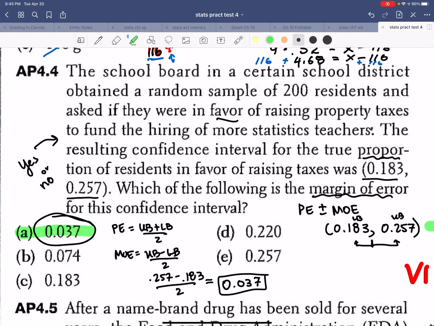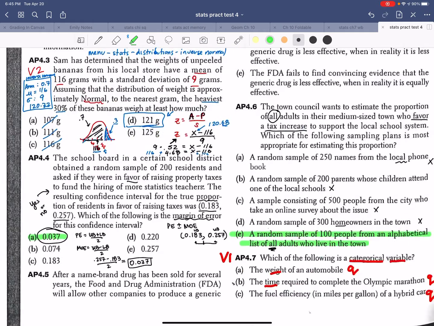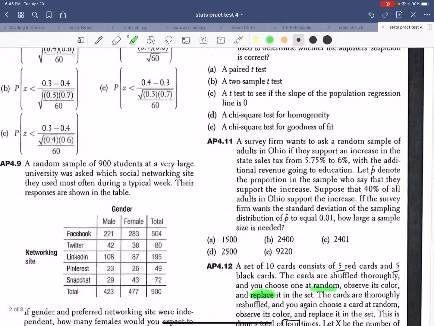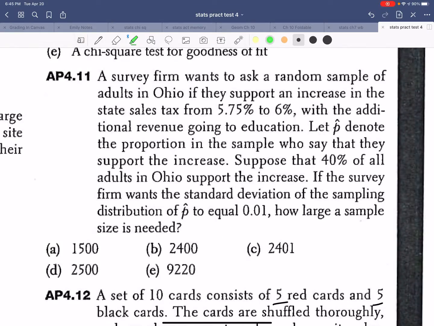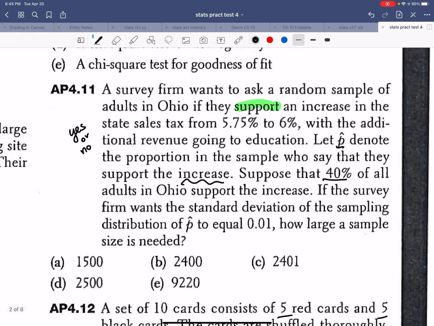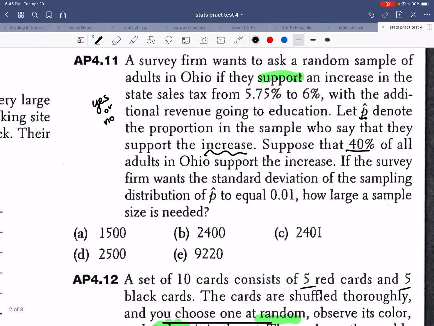Next question, also having to do with confidence intervals, we jump to number 11. Number 11 says a survey firm wants to ask a random sample of adults if they supported something. So again, this is asking a yes or no answer. It is a proportion. Let P hat be the sample proportion that said they support it. Suppose that 40% do support it, so we're going to set our P hat at 0.4. Even though we don't know what it is, we're supposed to suppose. If the survey wants the standard deviation of the sampling distribution to be equal to 0.01, how large would the sample size need to be?